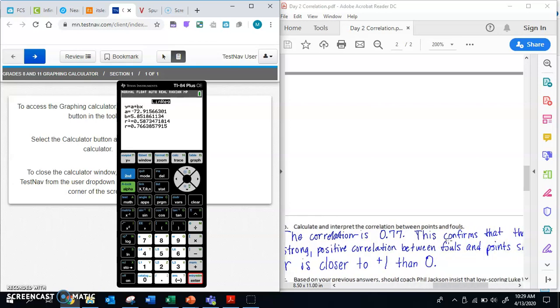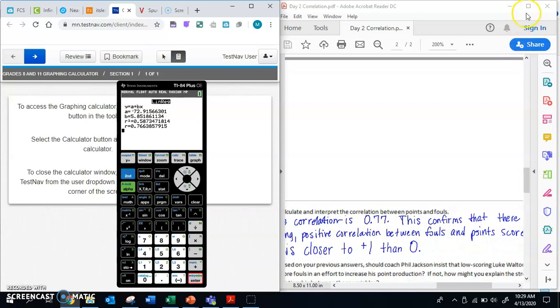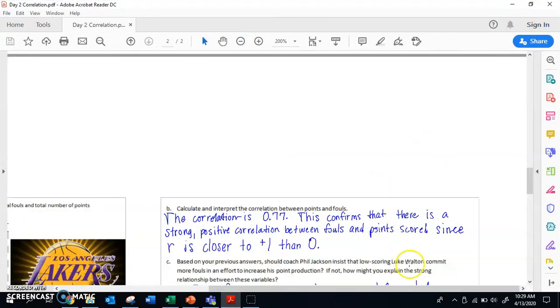Now, based on your previous answers, should Coach Phil Jackson insist that low-scoring Luke Walton commit more fouls in an effort to increase his point production? If not, how might you explain the strong correlation between these variables? So, as a coach, should you tell your players, hey, you need to foul more, that's going to make us score more? No, right? I mean, that doesn't make sense. You don't want your players to foul.